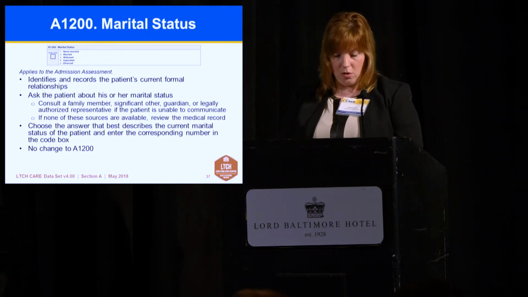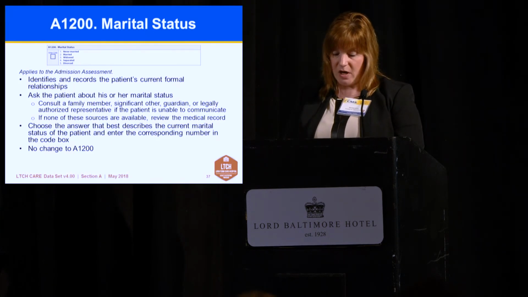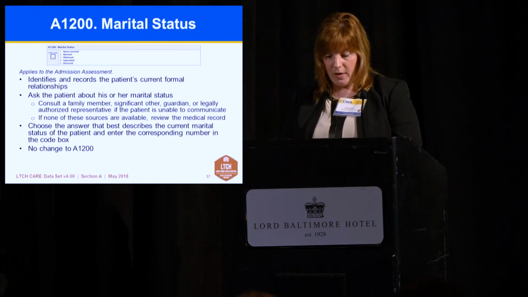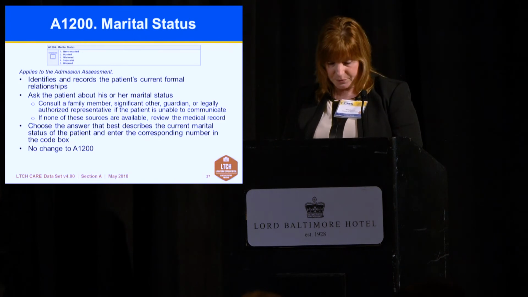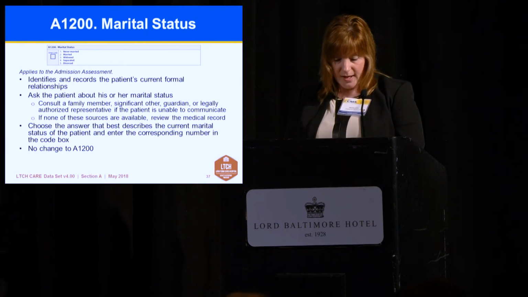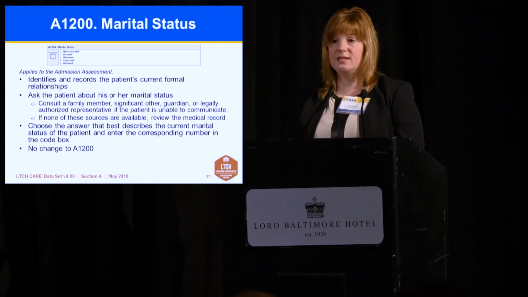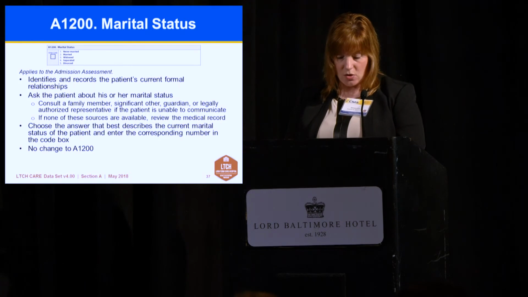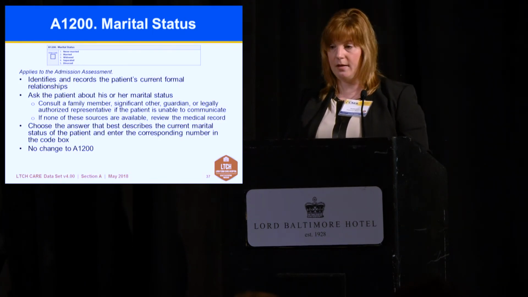For example, if a patient has never been married and is currently single, you would code 1, never married. Alternatively, if a patient was divorced and currently single, you would code 5, divorced. Similar to other sections we've discussed, a family member, guardian, significant other, or authorized representative can be consulted in their absence if the patient is unable to communicate.